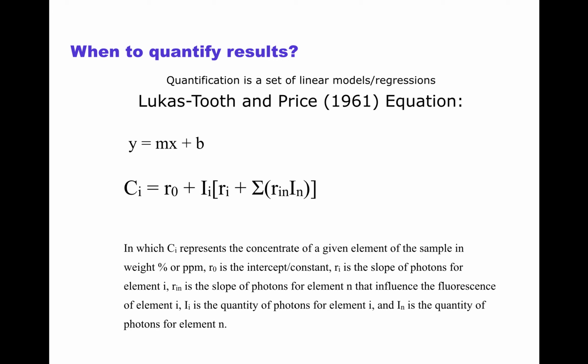In this case, weight percent or parts per million concentrations are our dependent variable, and photon counts are our independent variable. Now the way this works is we can use elements that have peak overlaps or key matrix effects to help quantify other elements. This results in a higher quality data set.